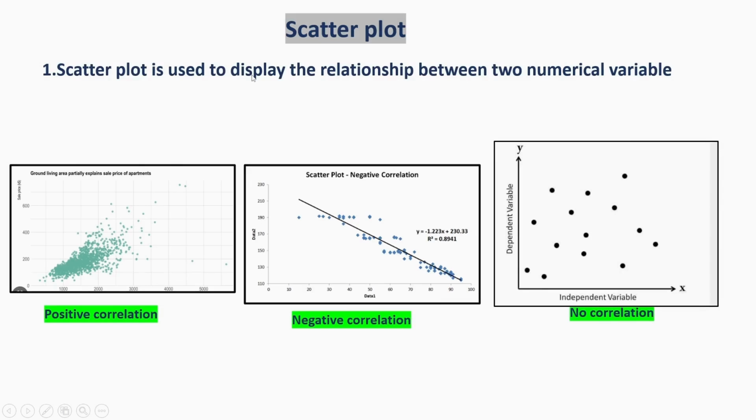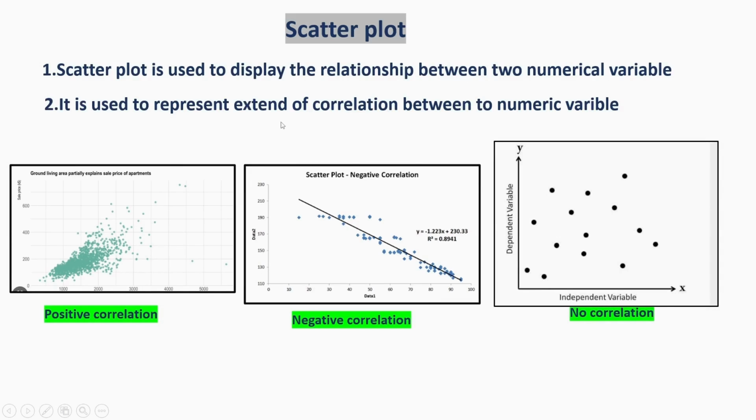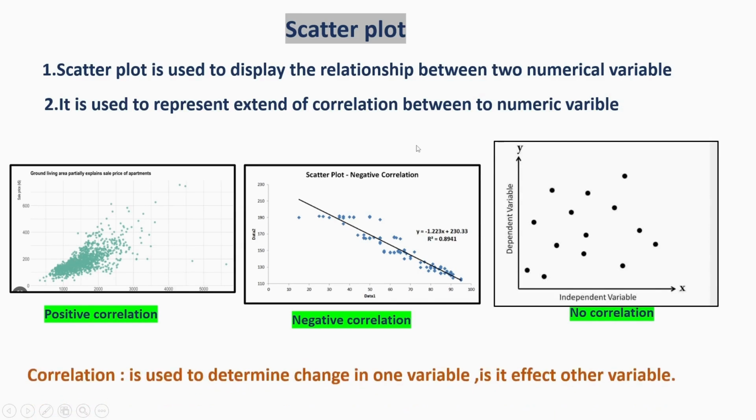Scatter plot is used to display the relationship between two numeric variables. Remember, between two numeric variables. It is used to represent the extent of correlation between two numeric variables. Extent means its direction and strength also, whether it is going in a positive or negative direction, and also how much positive, how much negative. Okay, what is correlation?